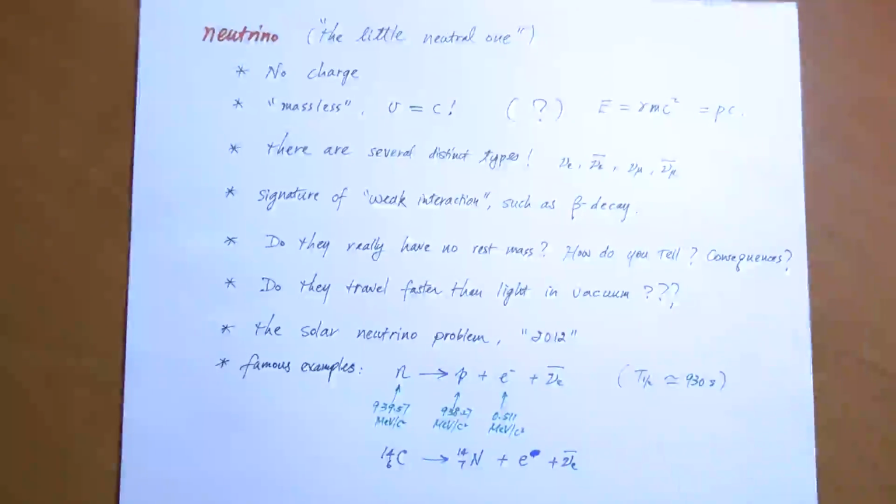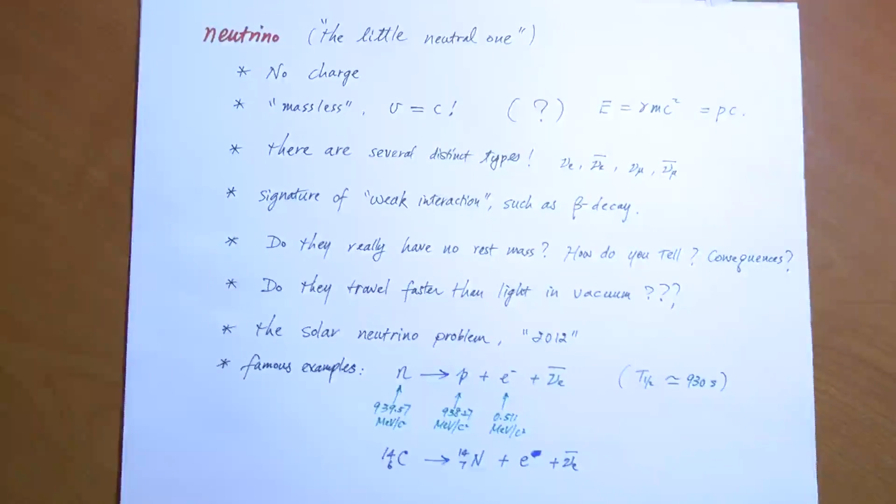As a matter of fact, modern experiments put the upper limit of neutrino mass to about 7 eV, not MeV, all right? The electron, as you know, is quite light compared with nucleons, and yet the rest mass of the electron is 511,000 eV. That's over 500,000 eV. Neutrinos, on the other hand, would have a mass less than 7 eV over c squared, of course.